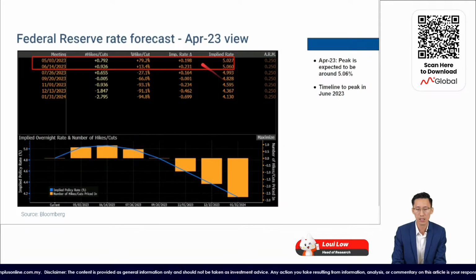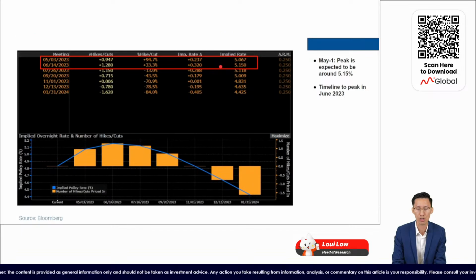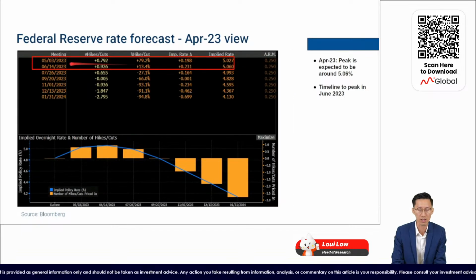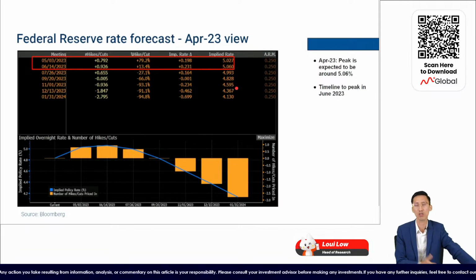And in April last week, that was before the GDP, it is also having the same view to say that that should be the peak of the interest rate, which is around 5.02, 5.06. Which means that consensus has been in line to say that the peak will be around March to June, and it has happened right now.